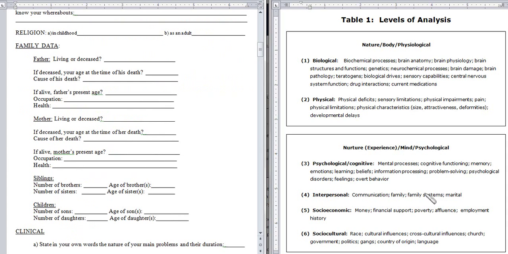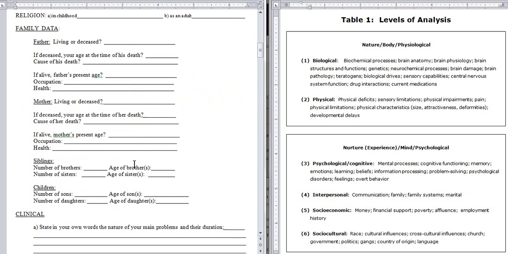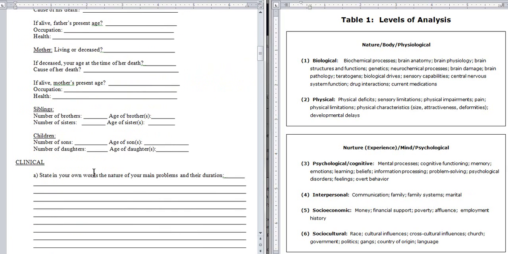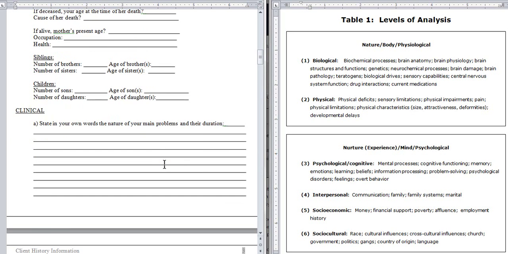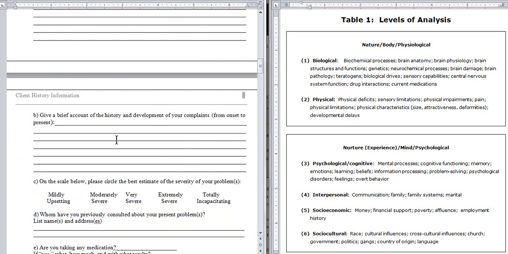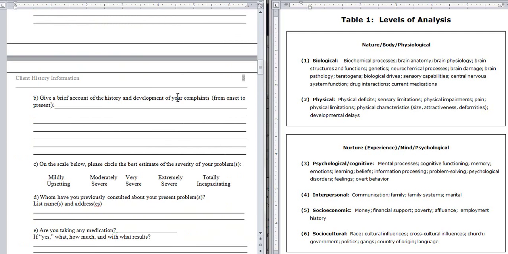We have information on family here, living or deceased, father, mother, the implications of all that. That's over here. If you look to the right, that's the interpersonal level again. What order was she born in? Does she have brothers and sisters, etc. At the bottom of this page, we have state in your own words the nature of the main problems. We want to see what she feels is her main problem in her own words. That's very important.